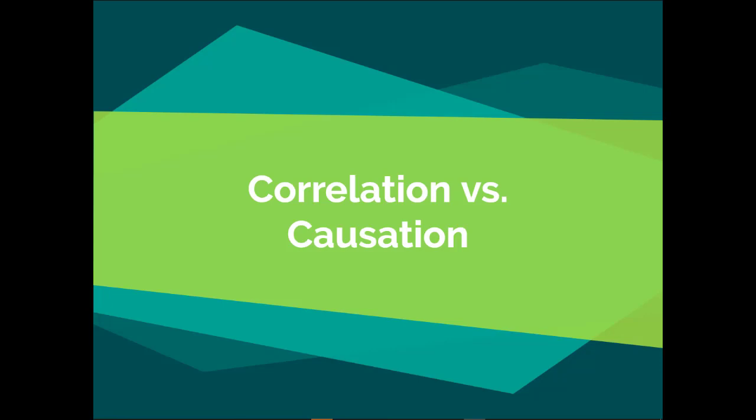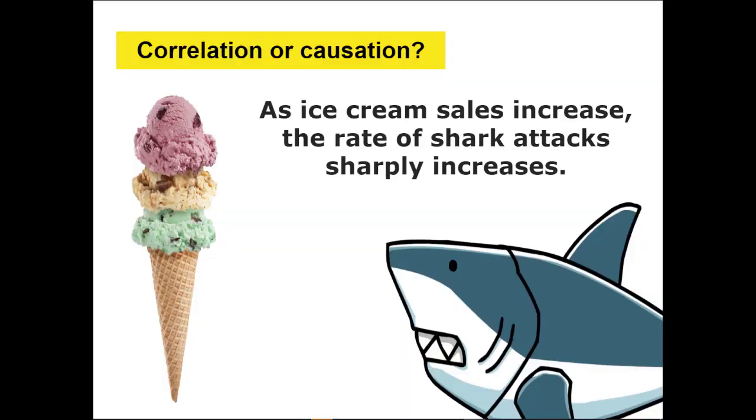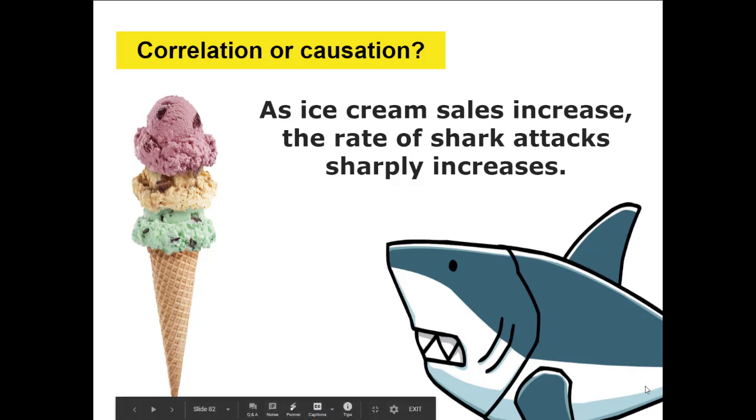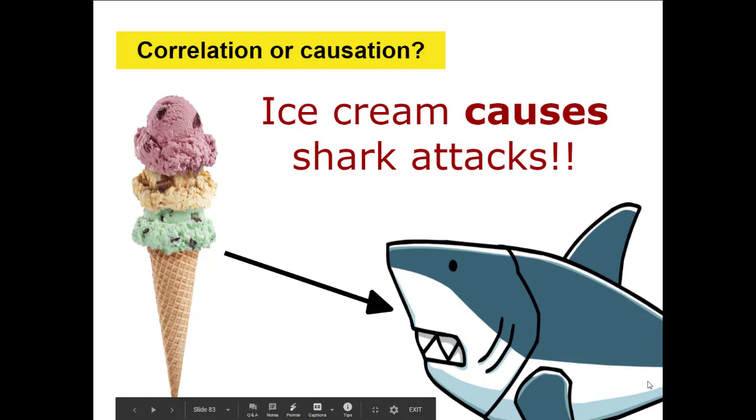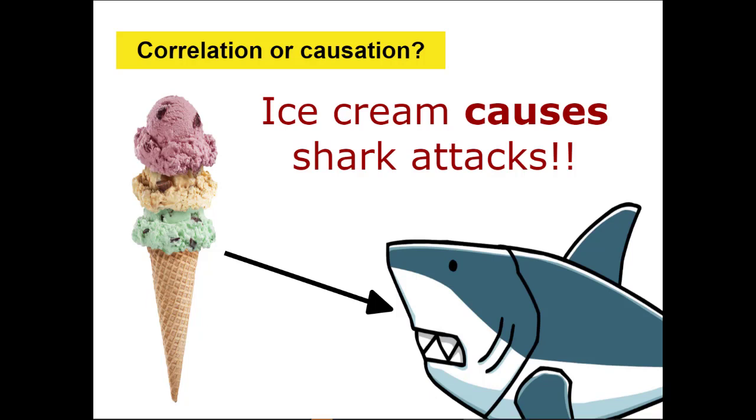But the best part is we're going to be learning about correlation versus causation. Yay! So I'm going to go ahead and read you this sentence and tell me what you think. It says, as ice cream sales increase, the rate of shark attacks sharply increases. Coincidence? So that must mean that ice cream causes shark attacks. It seems pretty silly when you say it this way. And this example may be extreme.